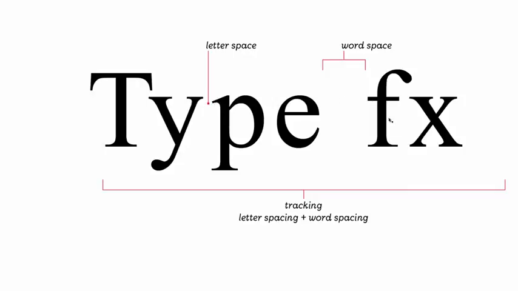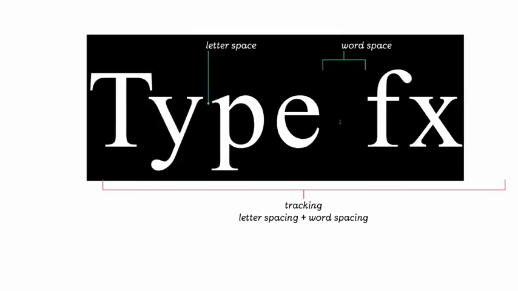The space between words is called a word space, and if you alter both the letter spacing and the word spacing, then that's called tracking. So let's take a quick look at how the letter spacing and word spacing affects both the look and feel of the type, but also the legibility. So let's change the tracking on these two words and see what happens.